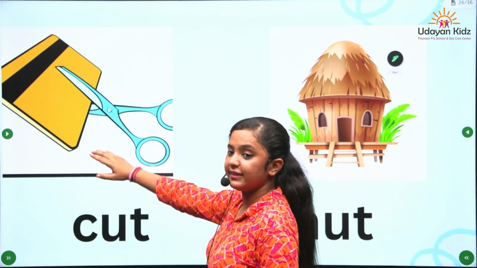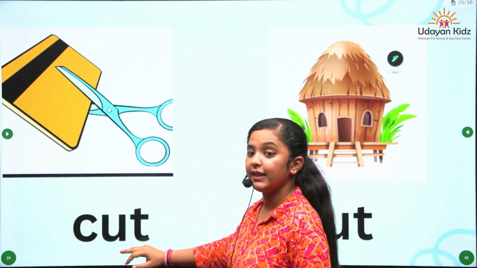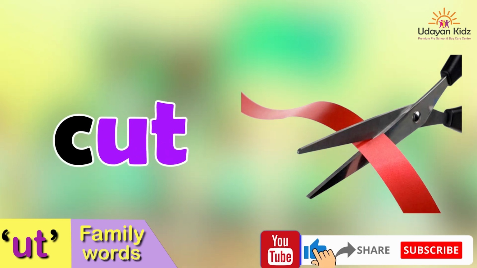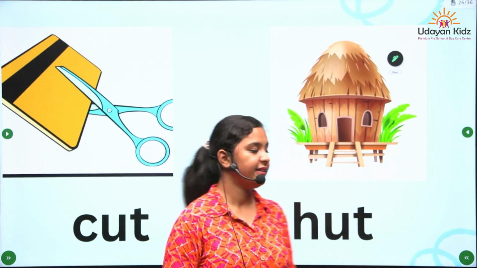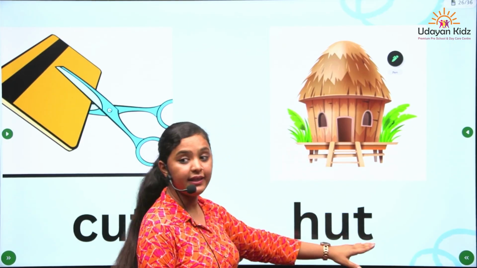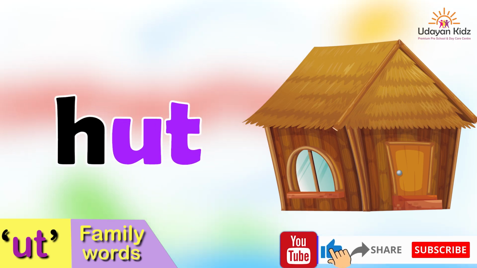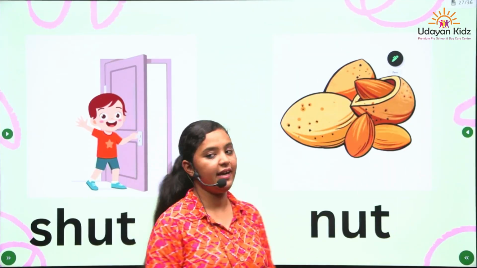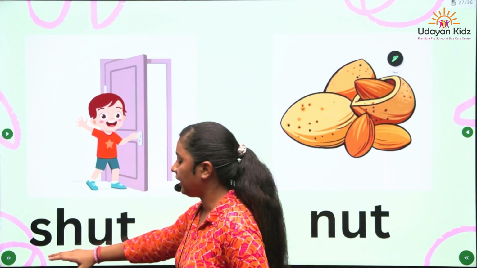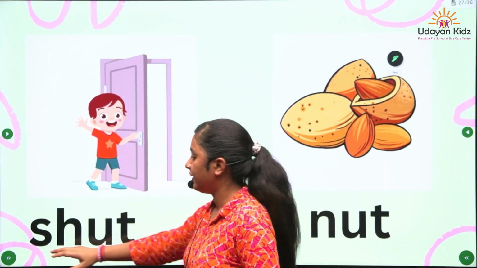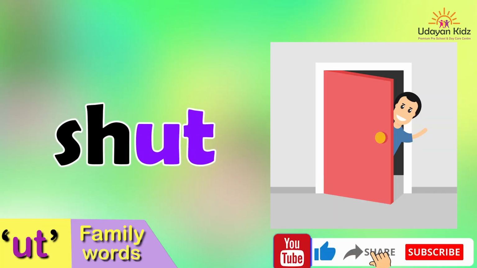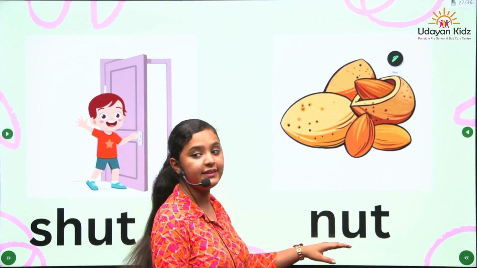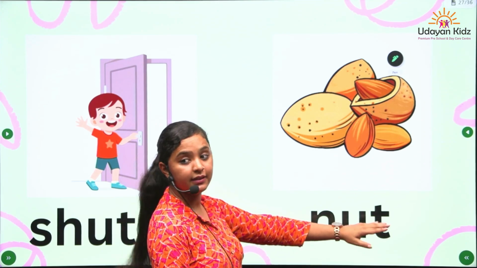So first is k, ut, cut. And second one is h, ut, hut. And next one is ch, ut, chut. Another one is n, ut, nut.